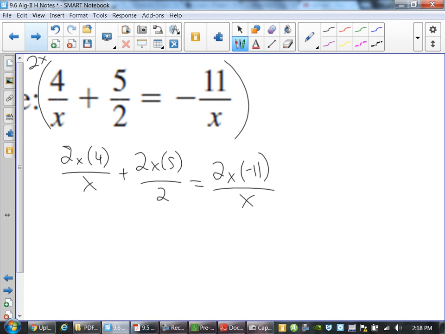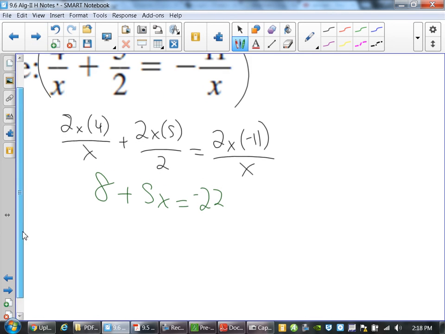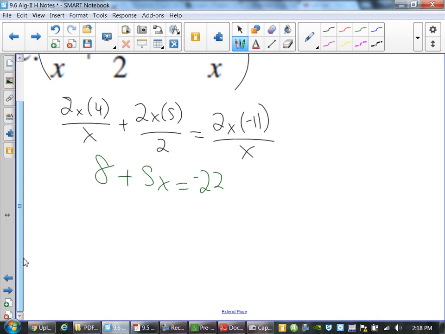So first fraction, the x drops. So we can get 8. Next one is just 5x. And it's going to equal negative 22. Subtract 8. You get x is 6. All right. Remember, you have a calculator with the fraction bar button. You can always go back and double check, make sure you get the right answer.